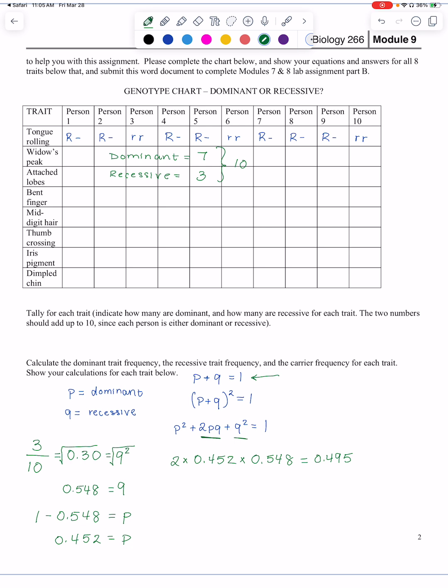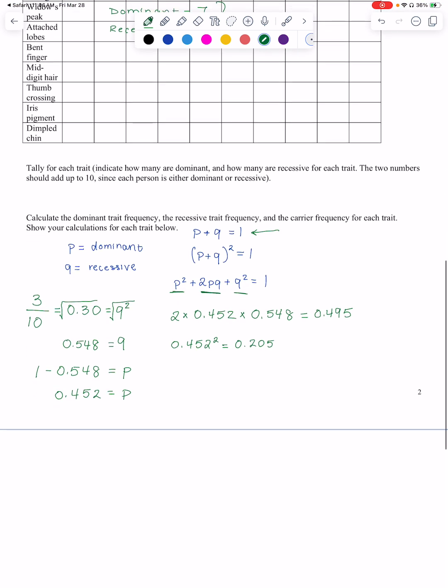We can also calculate the first part of this equation by taking our p value and squaring it. So if I were to do that, that is going to be 0.452 squared, and that number is going to be 0.205. And so this is a lot of math. These are a lot of numbers. And so what I'm going to do is I'm going to rewrite some of this just so that it's a little bit clearer.